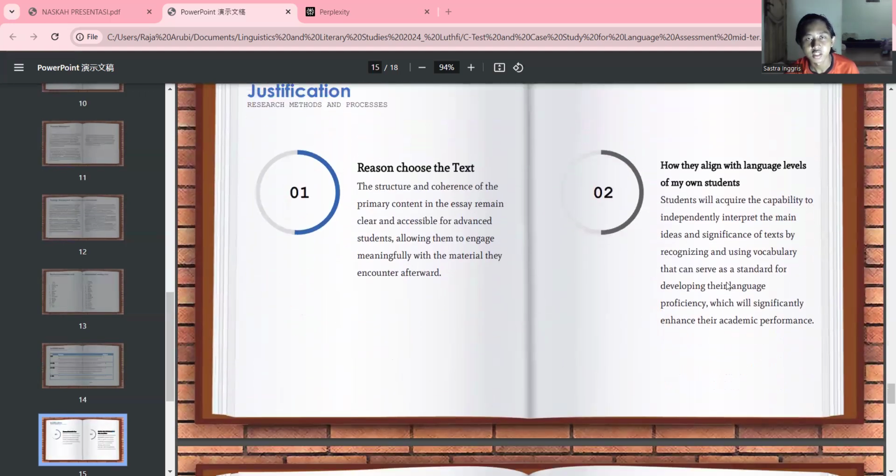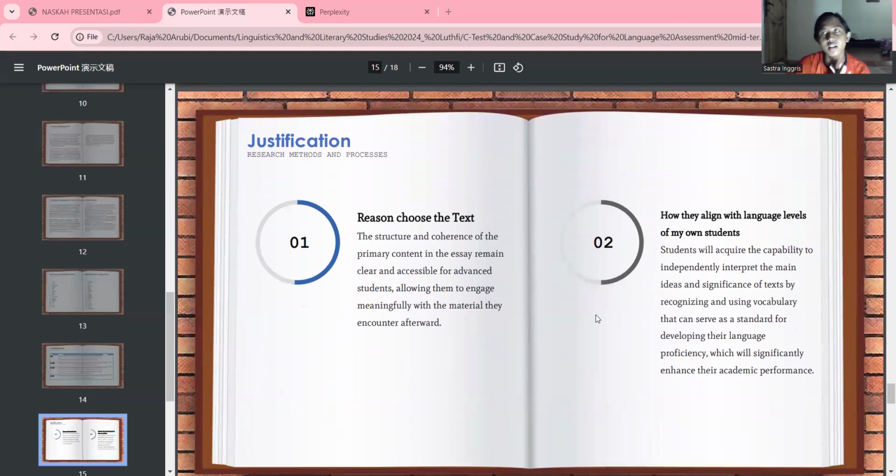Okay, justification. The reason I chose the text is, in my perspective, the structure and the coherence will emphasize the material being clear and accessible for intermediate students, engaging them meaningfully with the material they encounter afterward.